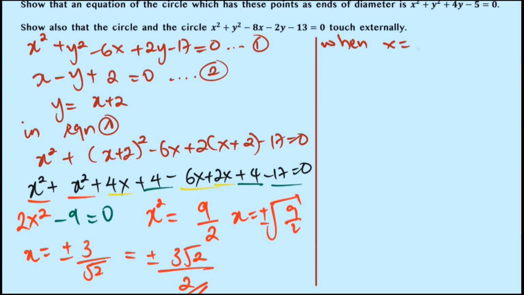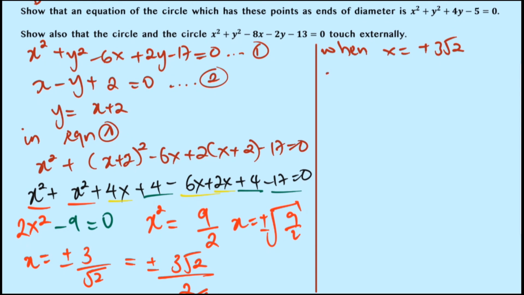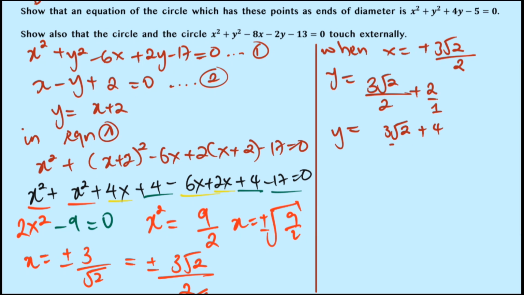When x is equal to positive 3 root 2 over 2, what is the value of y? y is just the value of x plus 2. So 3 root 2 over 2 plus 2. Get a common denominator. y would be equal to 3 root 2 plus 4 over 2.